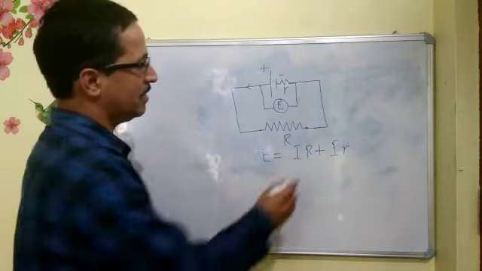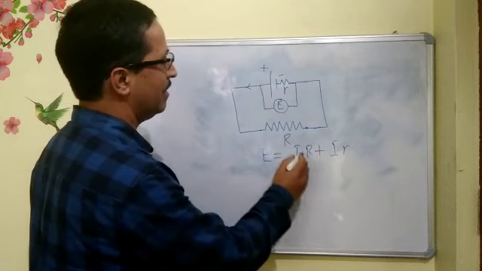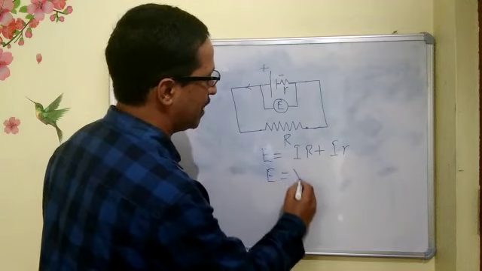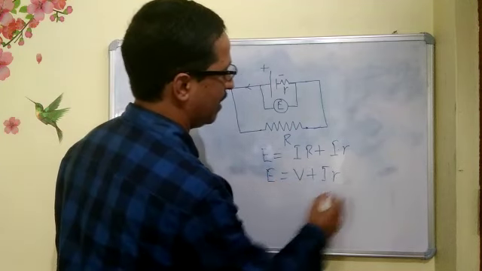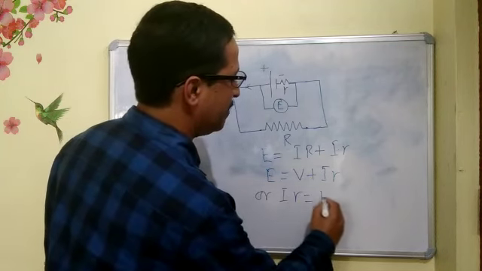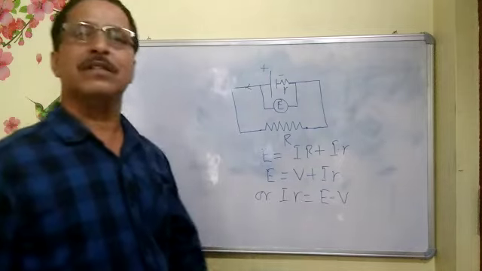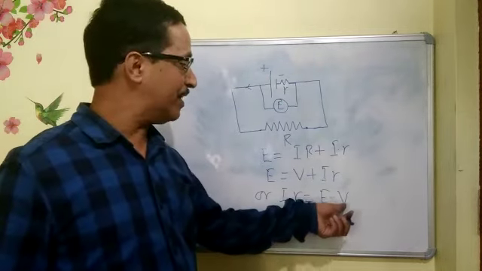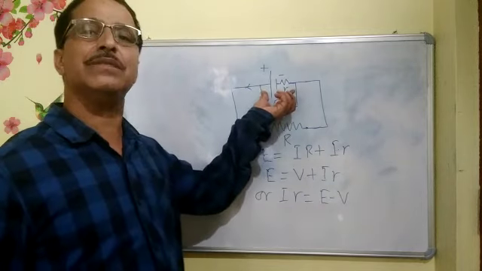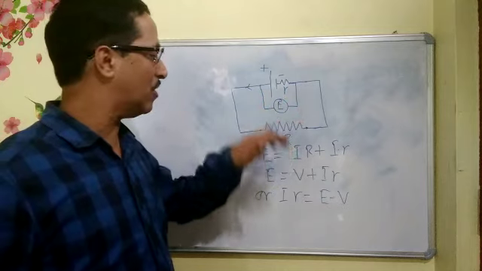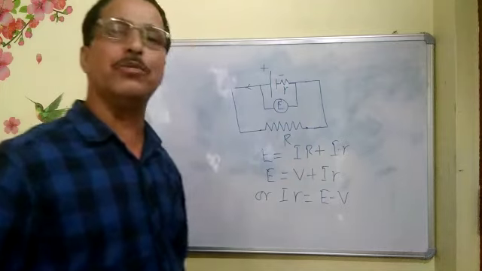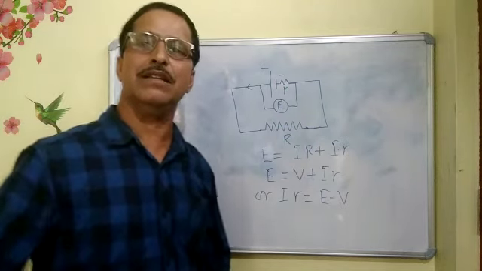If I denote I into capital R by the letter V, then we can write E equal to V plus I into r, or I into r is equal to E minus V. You can see from this equation that if I into r goes on increasing, V, that is the potential difference between the electrodes of the cell, will go on decreasing. This potential difference is called the terminal potential difference of the cell.